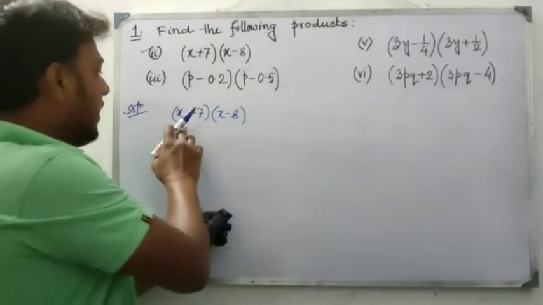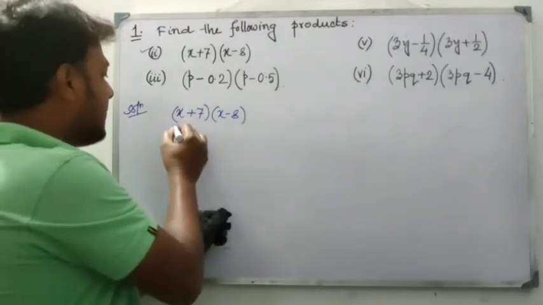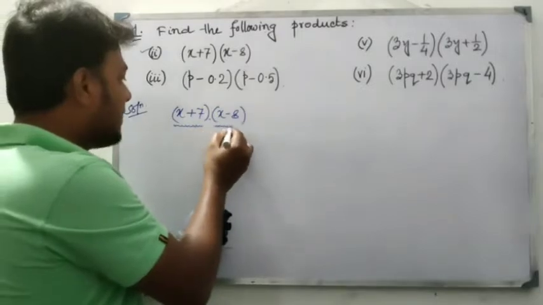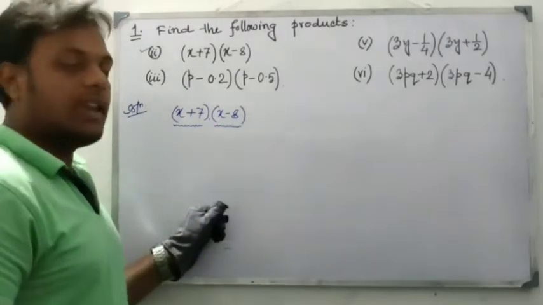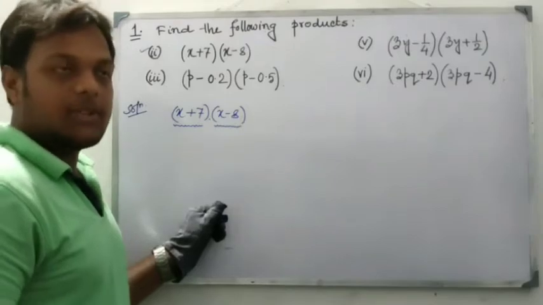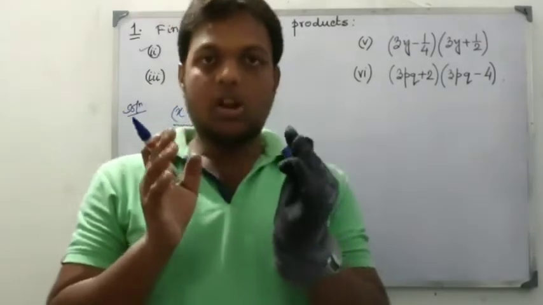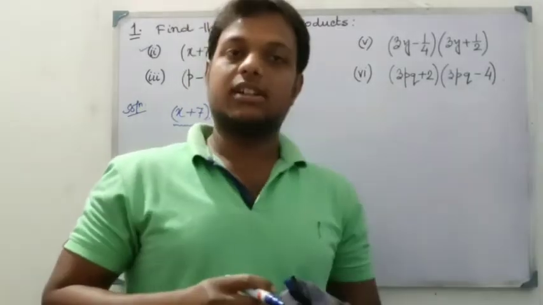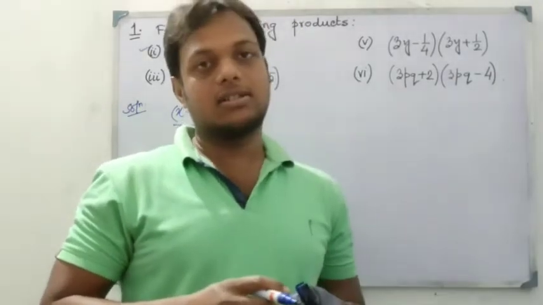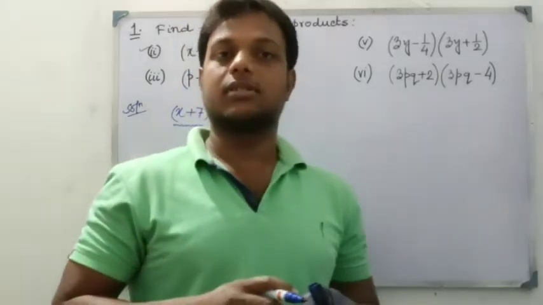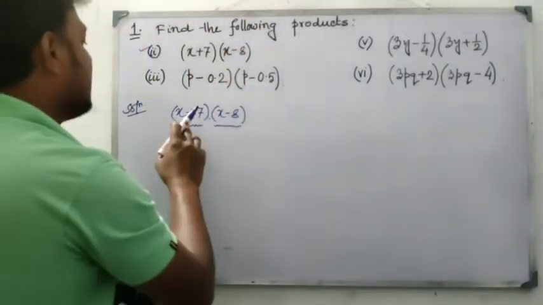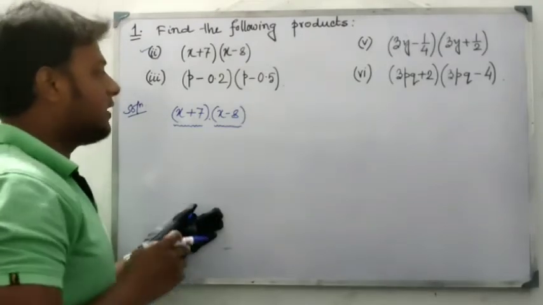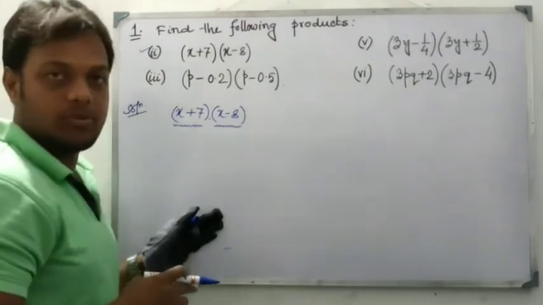Here 2 factors are there. Here x plus 7 is a factor and x minus 8 is another factor. In the case of an algebraic expression, if some expressions are in product form, then each expression is a factor of that entire expression. So here x plus 7 is a factor and x minus 8 is a factor. We will apply the distributive property repeatedly.